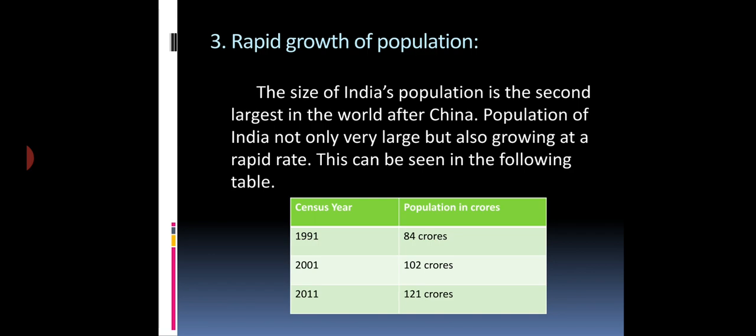The third characteristic of the Indian economy is rapid growth of population. The size of India's population is the second largest in the world after China. The population of India is not only very large but also growing at a rapid rate. This can be seen in the following table: census year and population in crores. For instance, in 1991, the population of India is 84 crores. In 2001, 102 crores. In 2011, 121 crores.